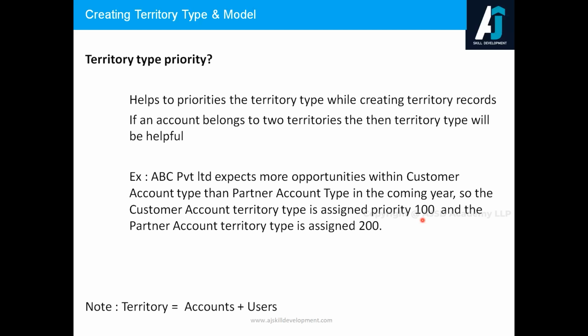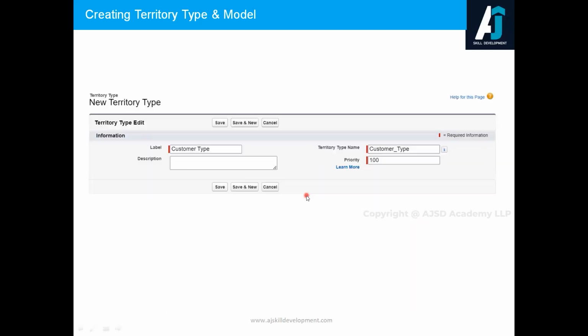So again, I'm repeating, territory type is basically used to group the territories, right? Whenever you are creating a territory, it is mandatory to have a territory type. If you have more than one territory type, and an account also belongs to different territories, then the priority should go as per the territory type priority you have configured in your org. Okay, let's quickly jump to the org and we will see the territory type and how to create a territory type priority and model.